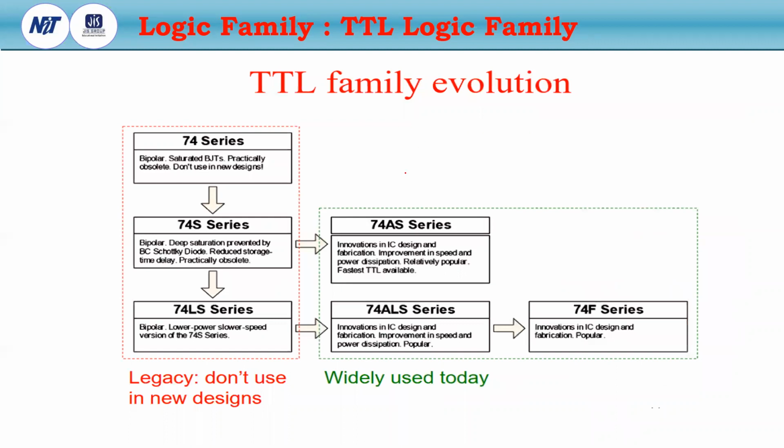So these are the TTL family: the 74 series, bipolar, saturated, then the 74S series, then the 74LS series. From the 74S series we get the 74AS series, and from the 74LS series we get the 74ALS series, and finally we get the 74F series, very fast. These are the widely used 74 series ICs, and the others are not used at the moment.